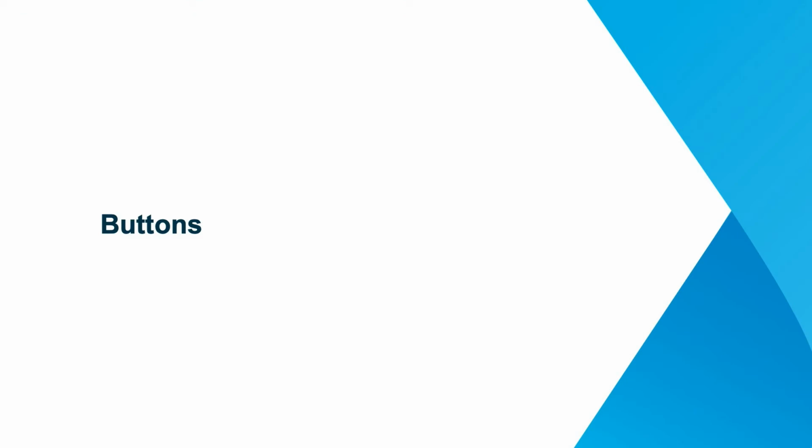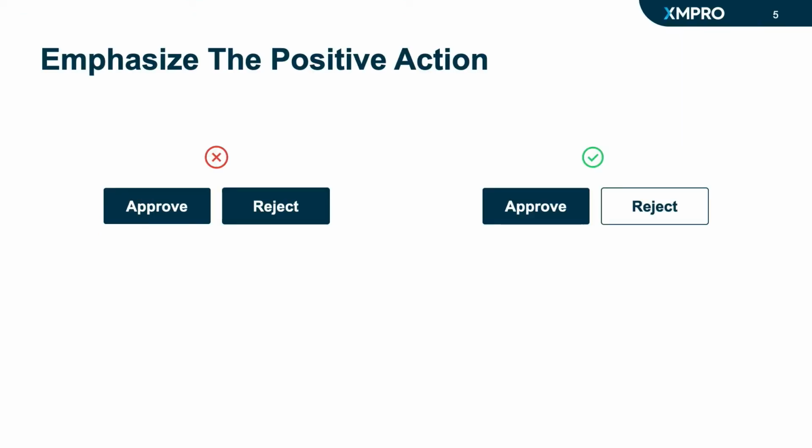Now let's look at buttons. There are a few things that you need to consider when adding buttons to your interface. Firstly, you want to emphasize the positive action in general. On the left, you'll see an example of 2 identical buttons except for the text in their labels. Ideally, you want to point the user to the action you think they want to take. In this case, it's to approve something.